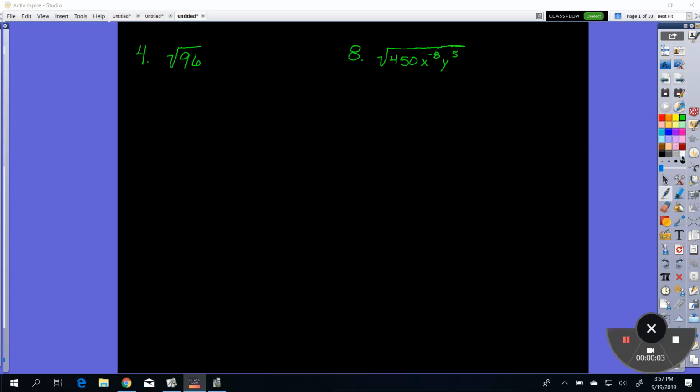So on this worksheet, you're going to work a lot with square roots and different things. These are called radicals. But we need to understand a few basic ideas before you start.